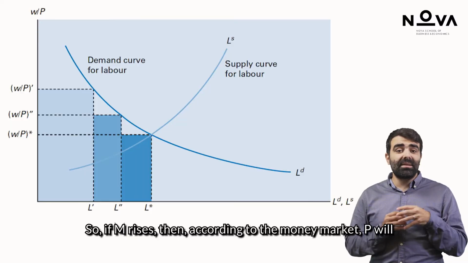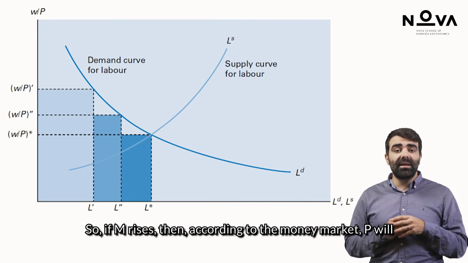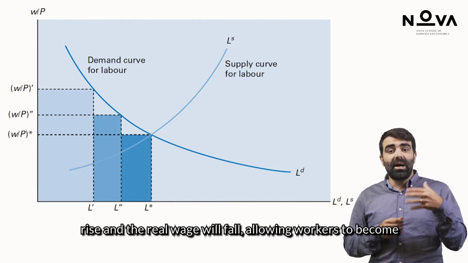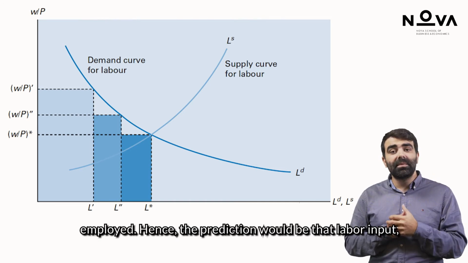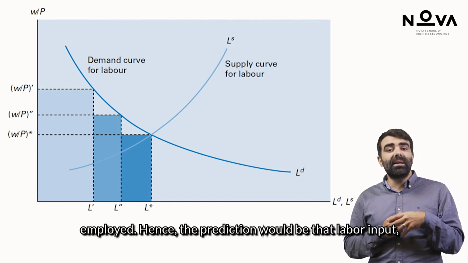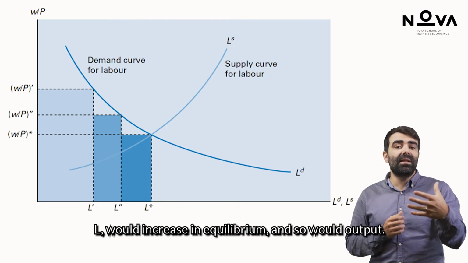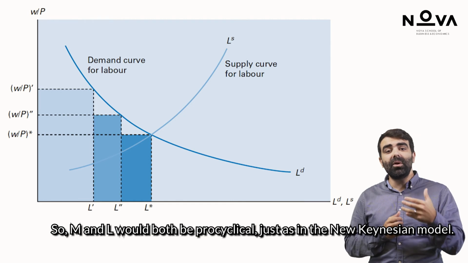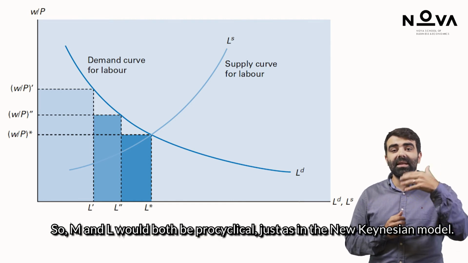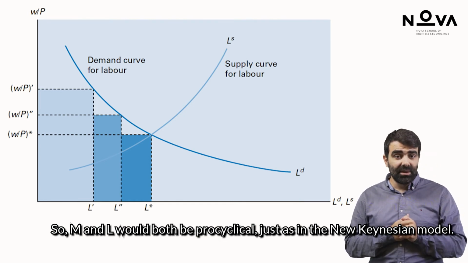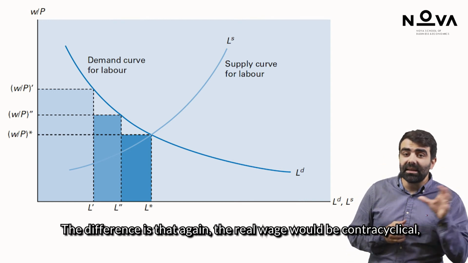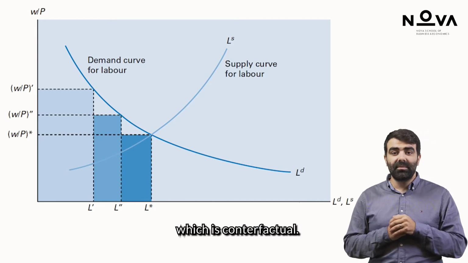So if M rises, then according to the money market, P will rise and the real wage will fall, allowing workers to become employed. Hence, the prediction would be that labor input L would increase in equilibrium, and so would output. So M and L would both be pro-cyclical, just as in the new Keynesian model. The difference is that, again, the real wage would be counter-cyclical, which is counterfactual.